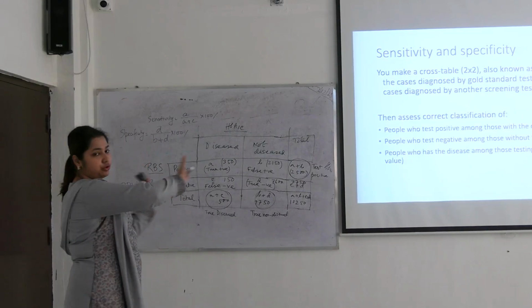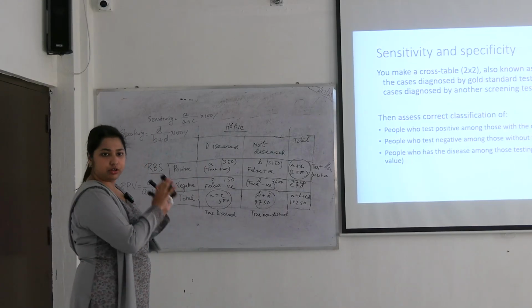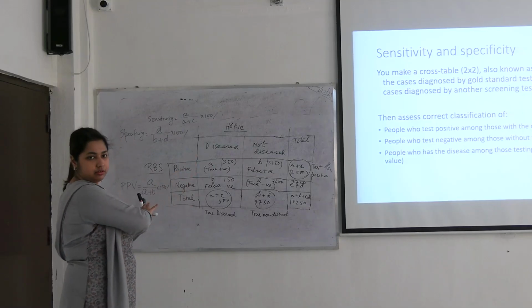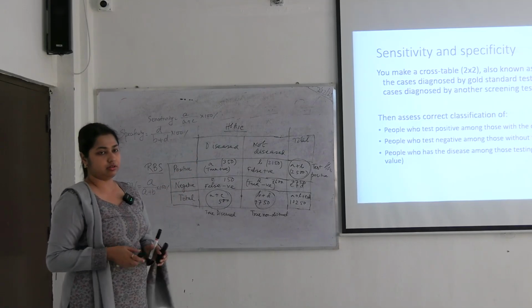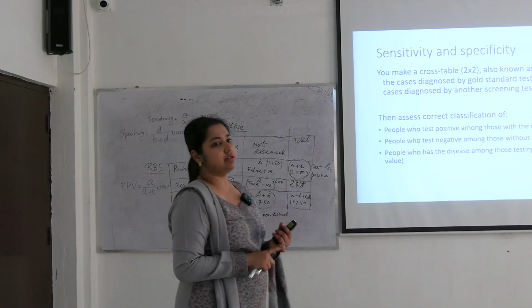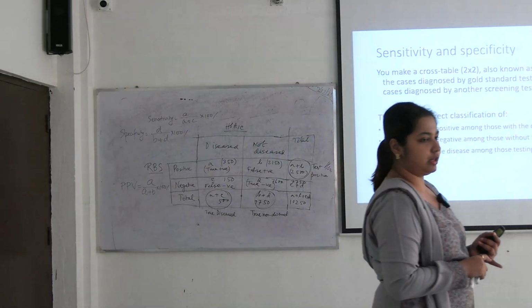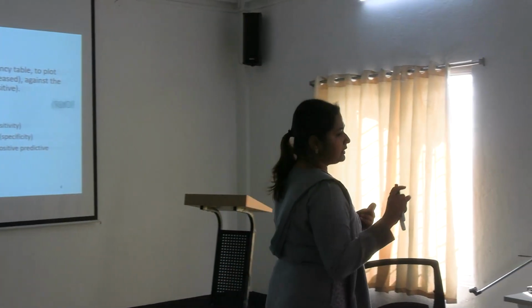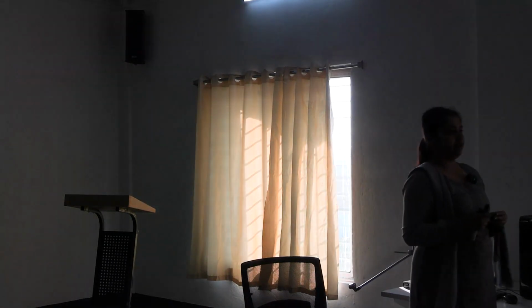Now you will take the row total. Until now you were taking the column total, but now you will take the row total as denominator. For the sensitivity and the specificity, you are taking column totals as denominator. Now, for the PPV, you are taking the row total as a denominator. Keep this in mind, okay? So, among those who are testing positive, what is the probability of having the disease? That is called the positive predictive value.